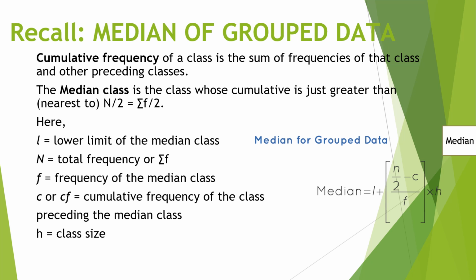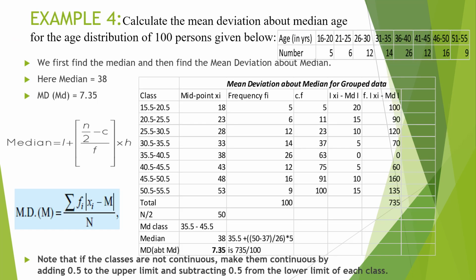L is the lower limit of the median class, n is the total frequency, f is the frequency of the median class, and C or CF, you can write either, is the cumulative frequency of the class preceding the median class, and h is the class size. Let us take an example to see how to find the median of grouped data. We just recalled how to find the median for a grouped distribution so that we can use it in this example.